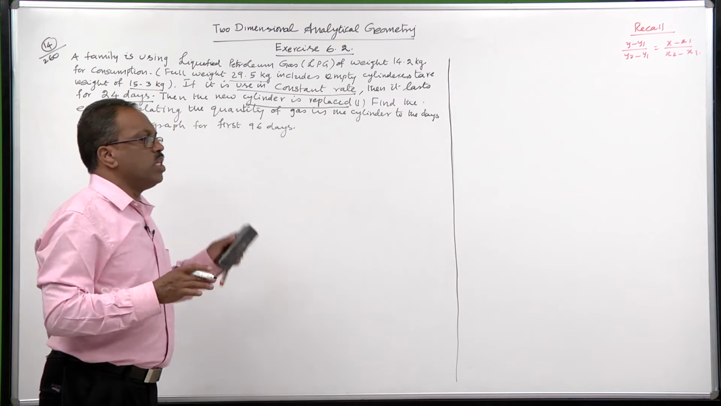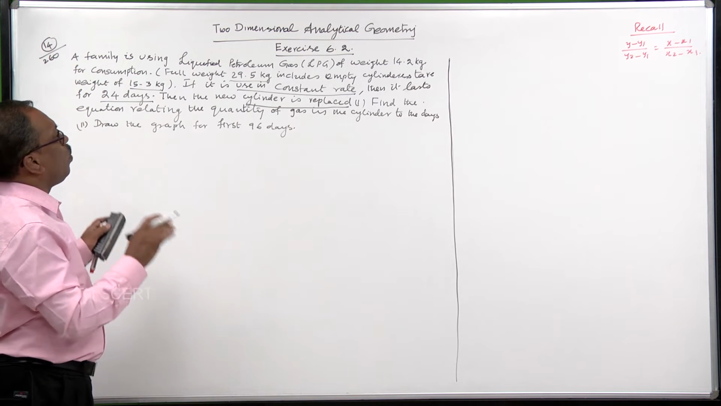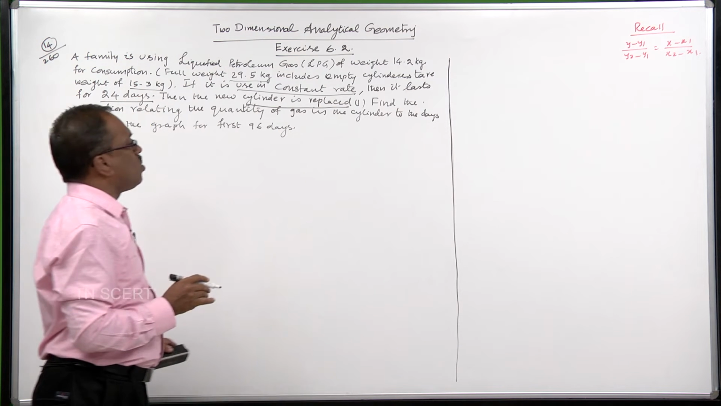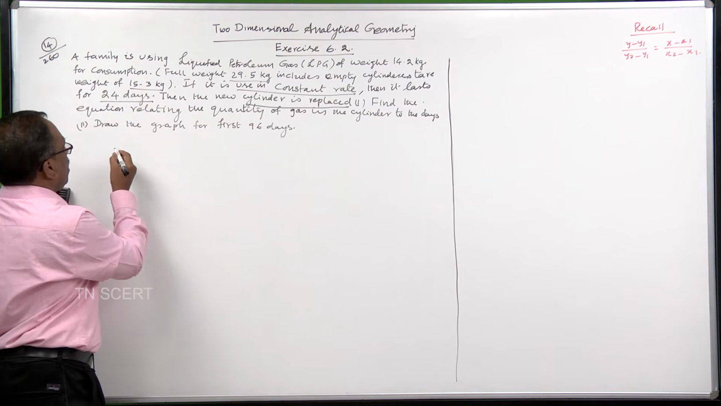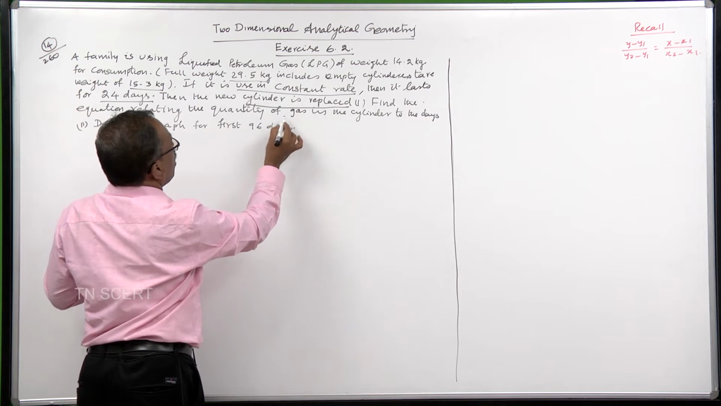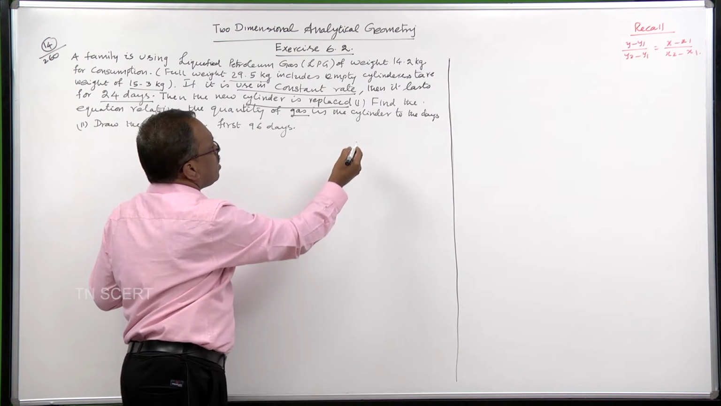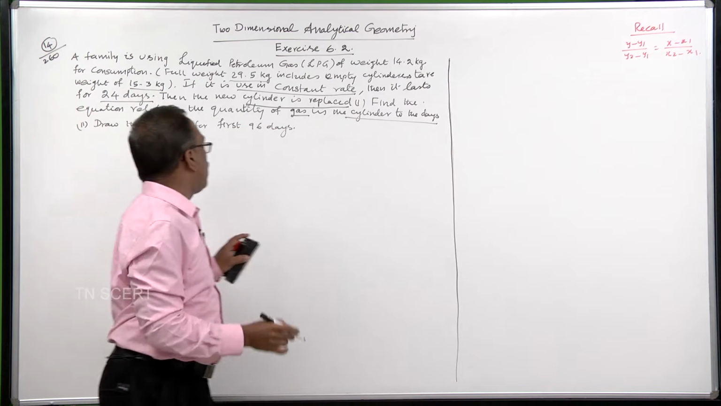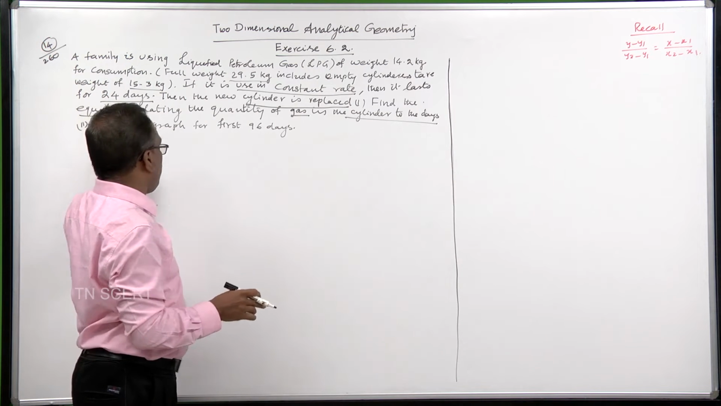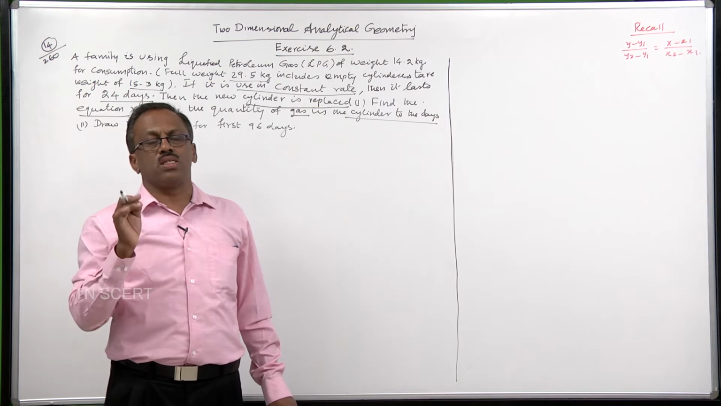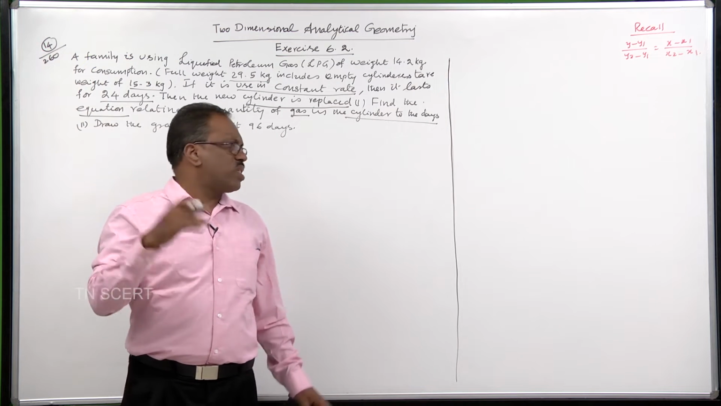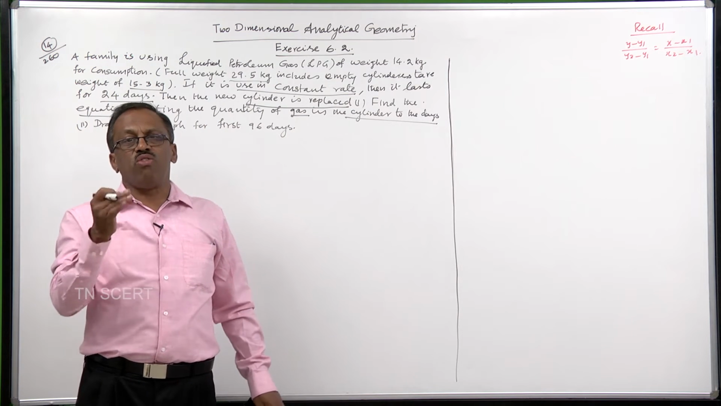Now let us think about this in a very simple and systematic way. What is x and what is y? First point, find the equation relating the quantity of the gas in the cylinder to the days. That is the first one. We have to frame the equation. Next we have to draw the graph for the first 96 days. So first of all, we have to frame the equation here.